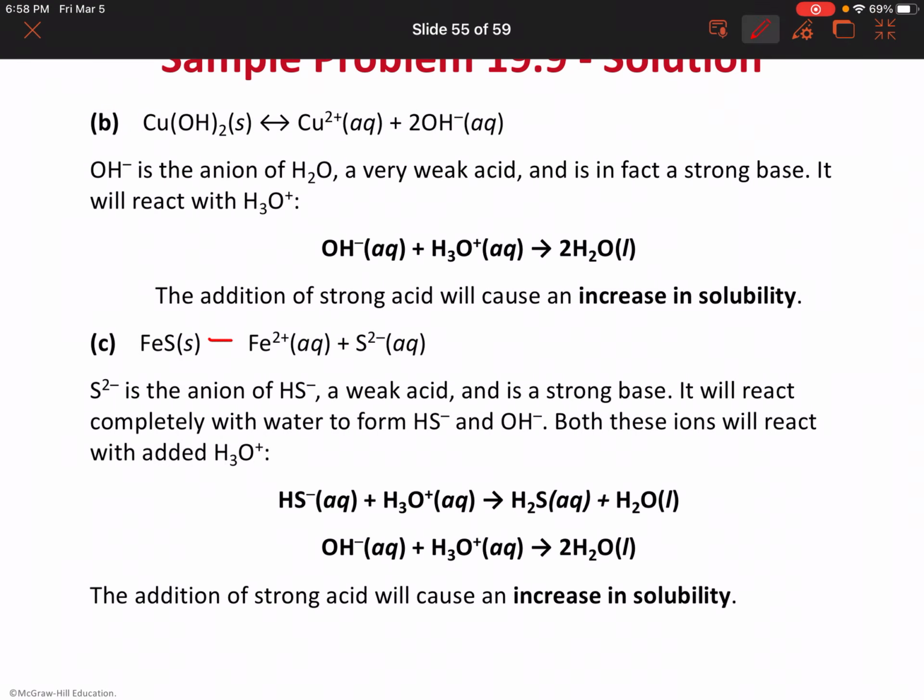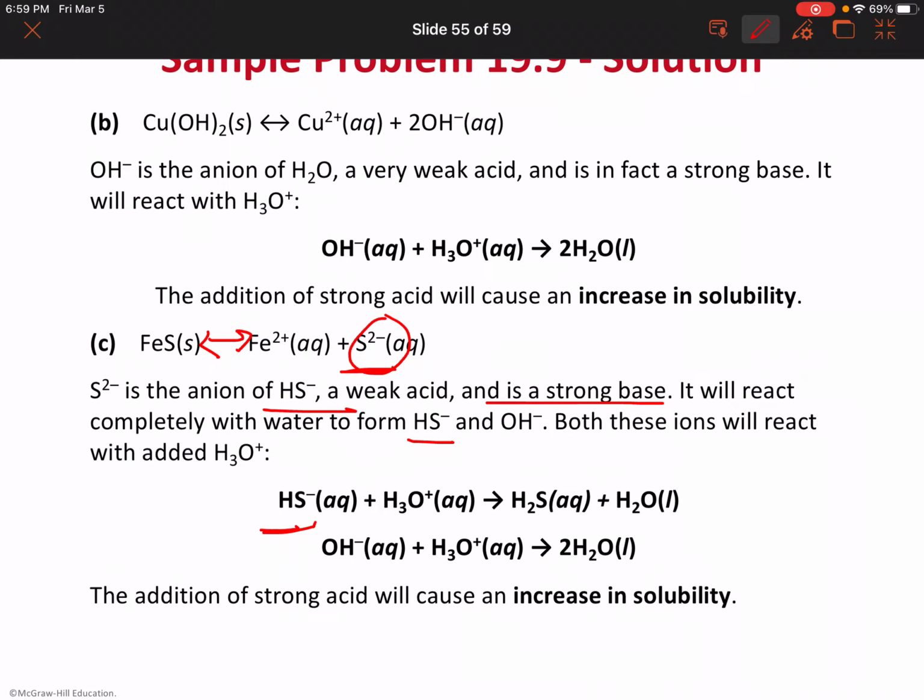It's going to give you Fe2+ and S2-. Now sulfide is the anion of HS-, which is again a weak acid. Remember the 6 strong acids: hydrochloric acid, hydrobromic acid, hydroiodic acid, nitric acid, sulfuric acid, and perchloric acid. So HS- is a weak acid, and sulfide anion is a strong base. It will react completely with water to form HS- and hydroxide. Both ions will react with added hydronium ion.